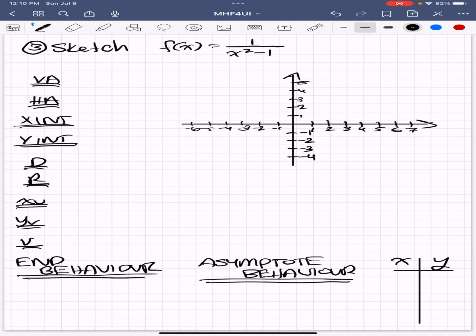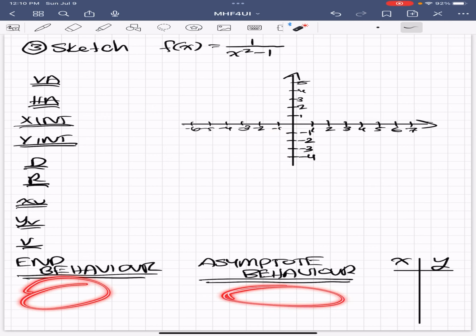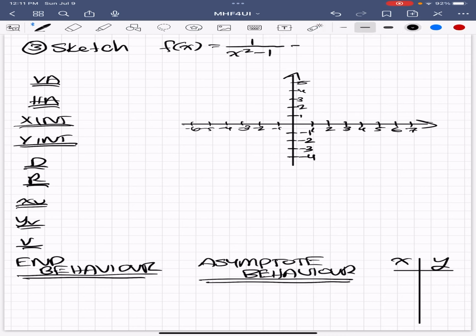Okay, we'll stop there. You get the idea of how to solve for the VA, the HA, the x-intercept, the y-intercept, the domain and ranges. And then the one thing that's new is calculating the vertex for the x value and the y value, and the vertex that we'll see under here for the parabola. And then we're doing end behavior, asymptote behavior, and hopefully we'll have enough room for a couple points that we can double check for accuracy. But let's get started.